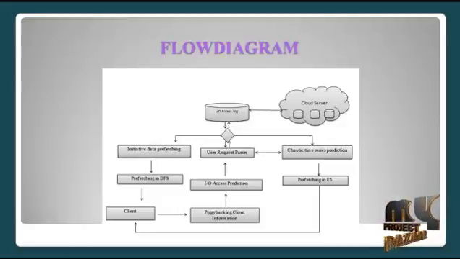This is the flow diagram of our project. In the cloud networking environment, the client will send the request to the cloud server. The request goes to the piggybacking client information module. The client information and the request information are passed and appended to the request. Then the IO access prediction predicts what type of data has been requested from the cloud server.